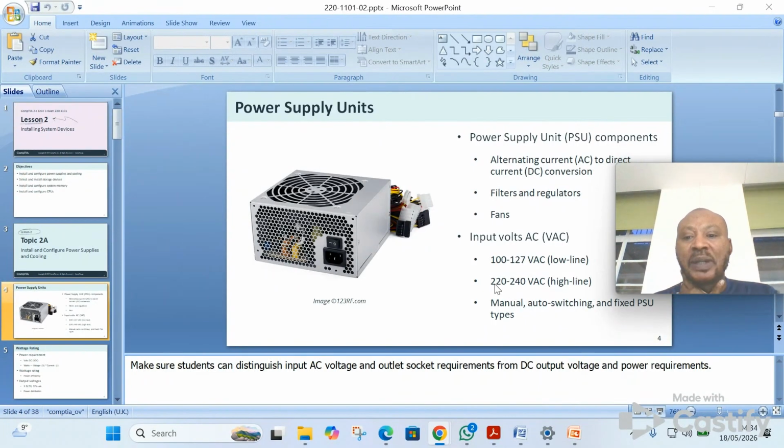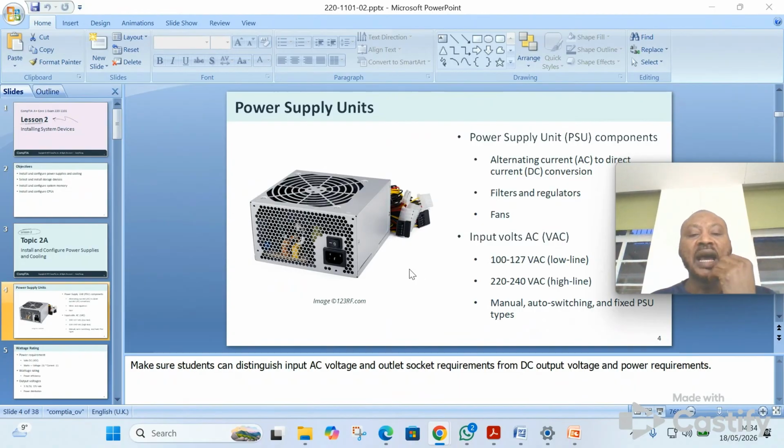Now, some of these power supplies have two input voltages at the back, so you will see 110 and 220. That means they can take both the US voltage and the UK voltage. Remember, the US is low line, between 100 and 127, and the UK uses the high line, which is 220 to 240. So you could have a power supply that contains both.